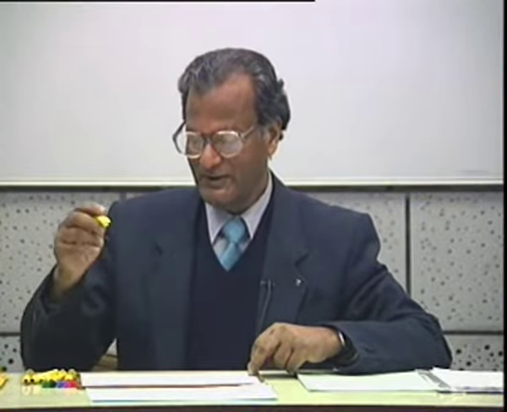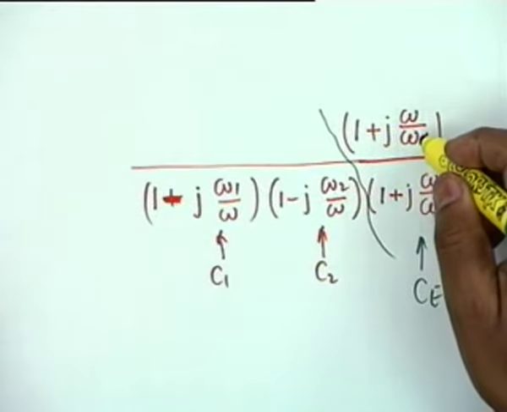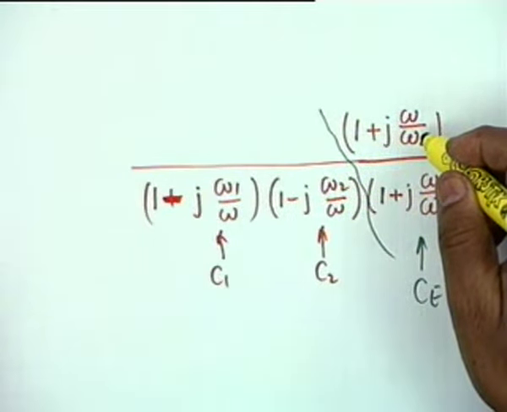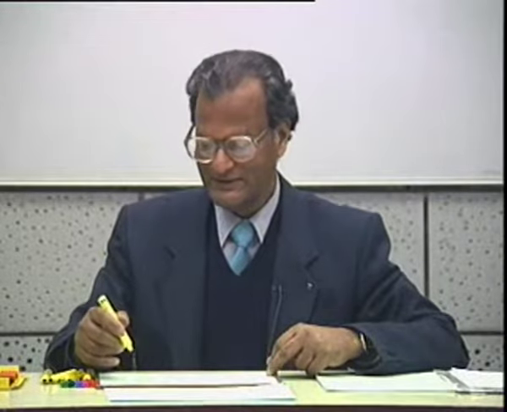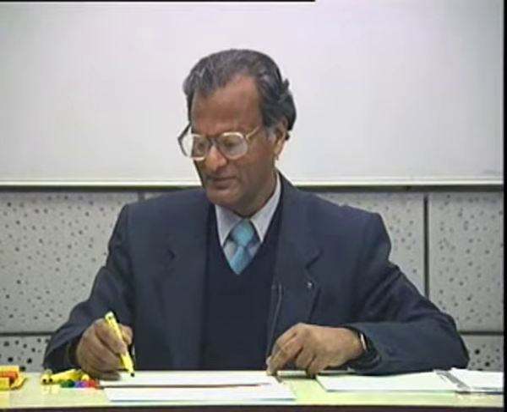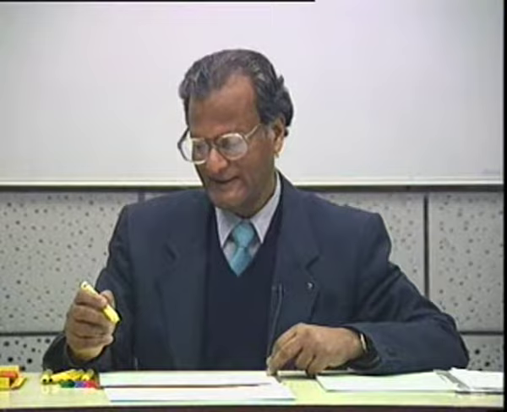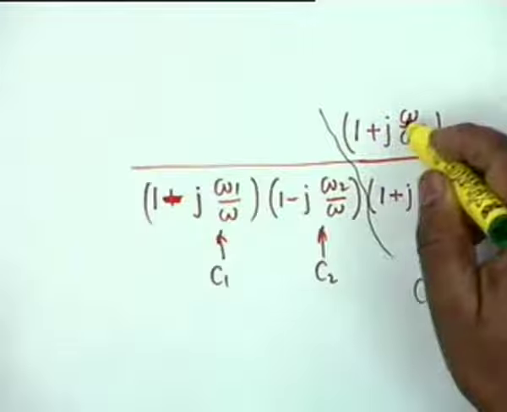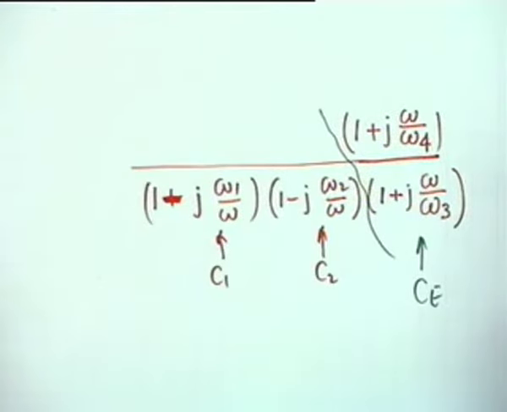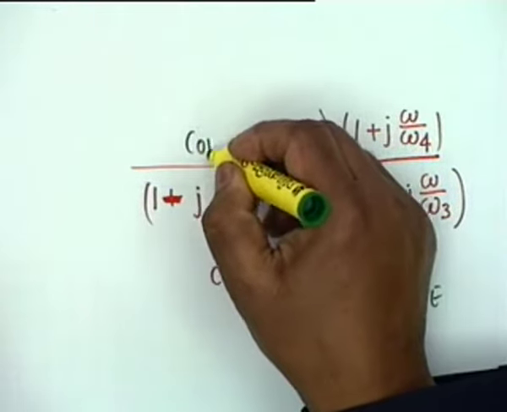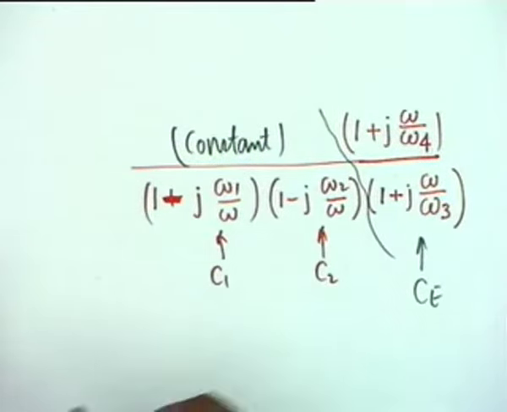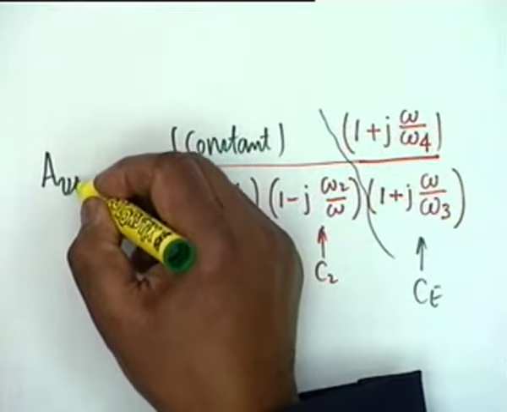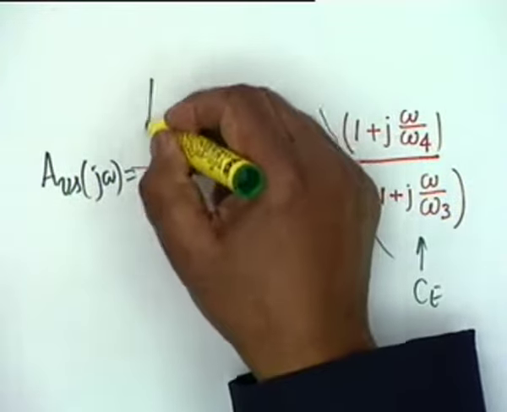Number 2, if omega 4 is infinity, which will occur when CE is equal to 0, okay, this will occur when CE equal to 0. If omega 4 is infinity, then obviously this term shall be absent. There still shall exist a gain which we shall not characterize at the moment. We will simply call it a constant, and this is what we expect for AVS j omega.